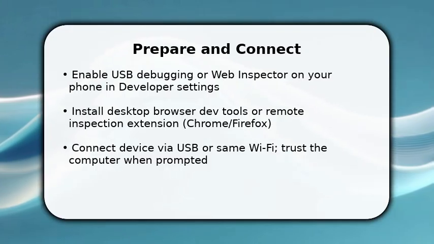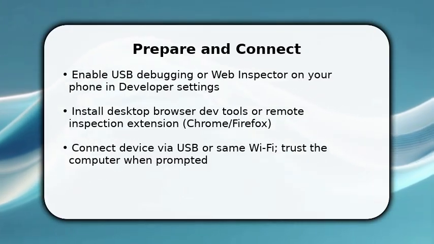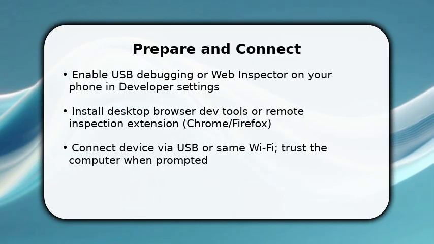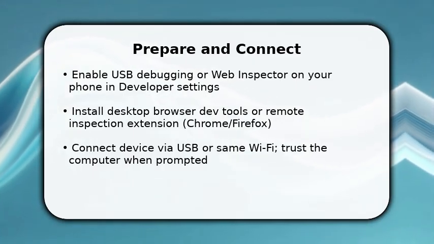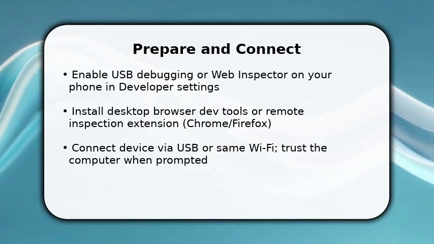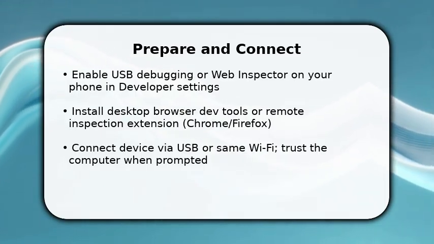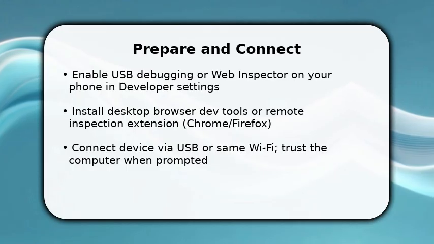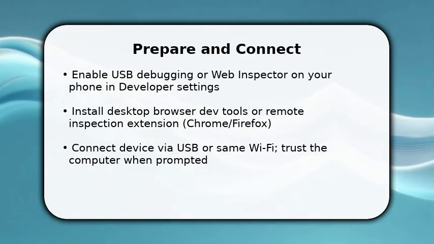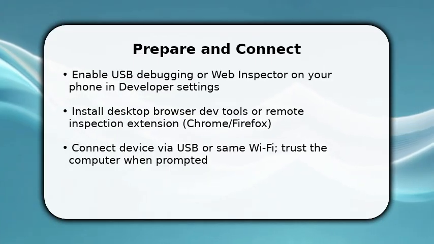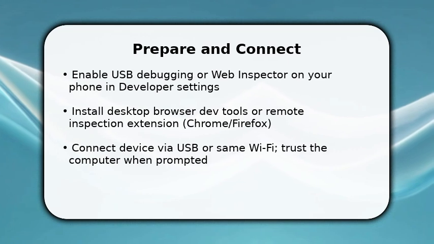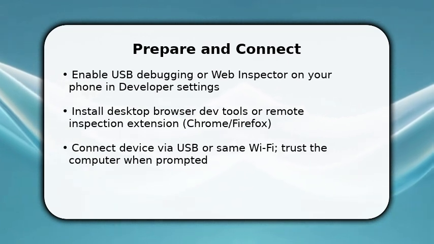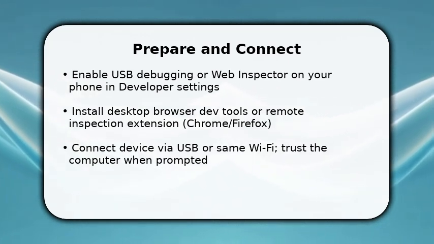You start by getting your devices talking. Enable USB debugging or web inspector on the phone, then plug into your computer or join the same Wi-Fi. Open Chrome or Firefox on desktop and enable remote debugging or the appropriate extension. Once done, accept the trust prompt on the phone so the desktop can access it. You're establishing a live link so you can inspect mobile DOM and network activity. This is faster and more reliable than guessing on the device alone.